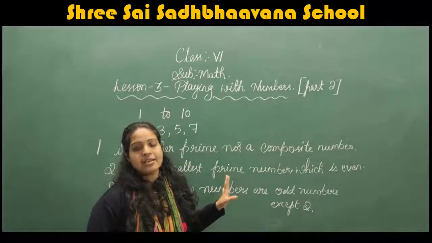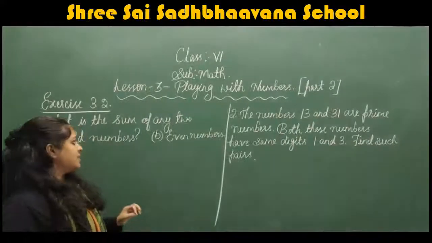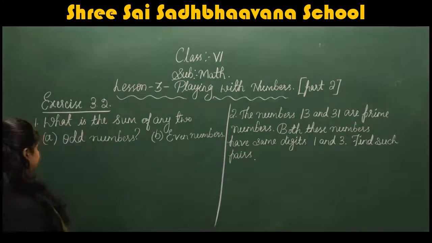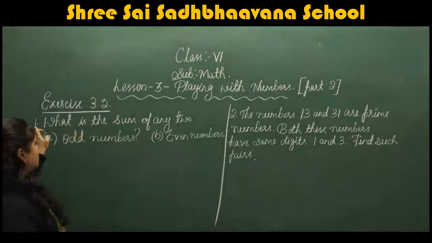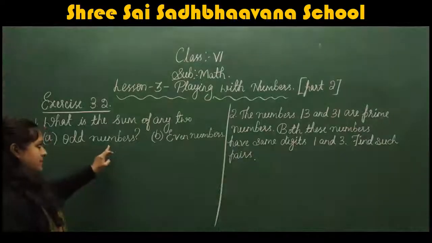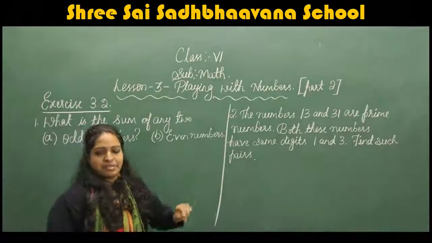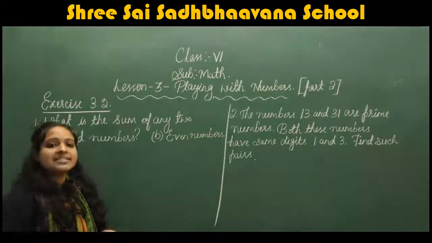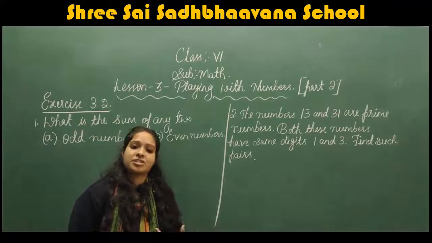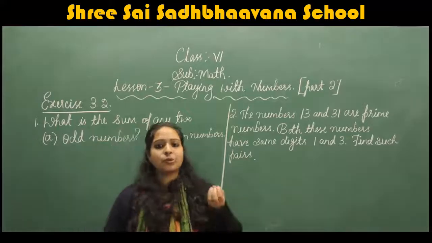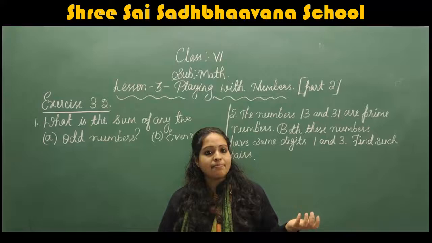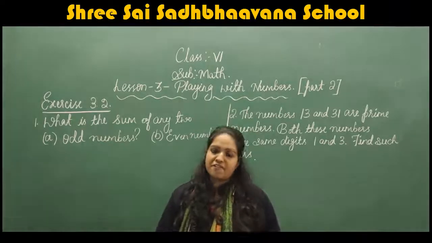Now let us move on to the sums. So now look at the board, children. Here we are going to discuss exercise 3.2. Let me read the first question. What is the sum of any two odd numbers and any two even numbers? Sum means addition answer. So when you are adding two odd numbers, what will you get? Whether the answer is an odd number or an even number, you have to find out.